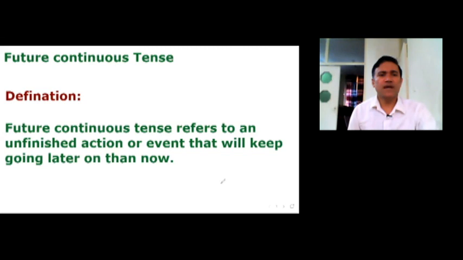Future continuous tense. The definition of future continuous tense is: future continuous tense refers to an unfinished action or event that will keep going later on than now. I'm again telling, future continuous tense refers to an unfinished action or event that will keep going later on than now.